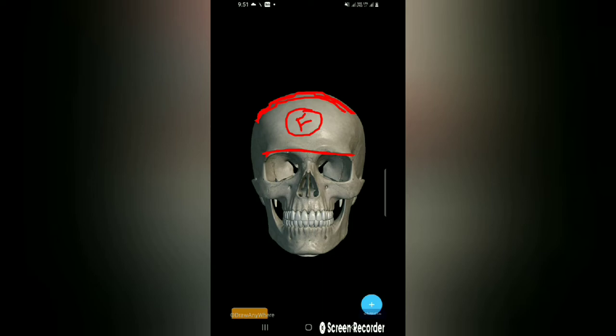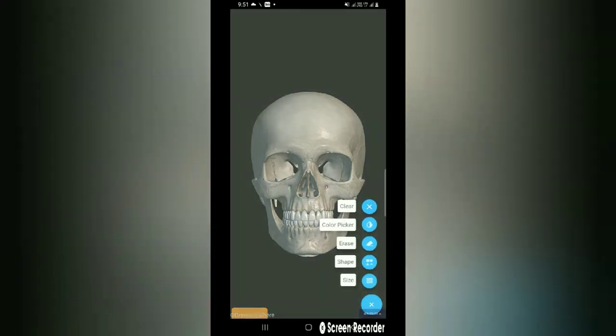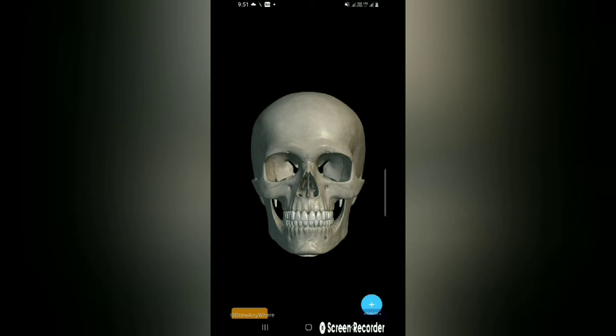Now coming to the maxilla bone. So this one is the maxilla. This one is the left maxilla. Okay, so the second one is the maxilla, which is a paired bone. Now coming to the mandible. See, this one is the mandible, which forms the lower jaw.